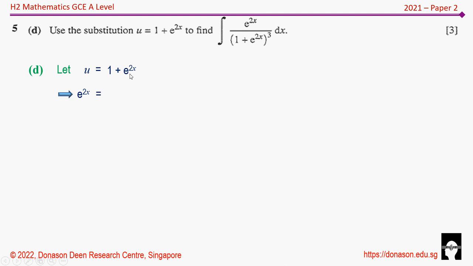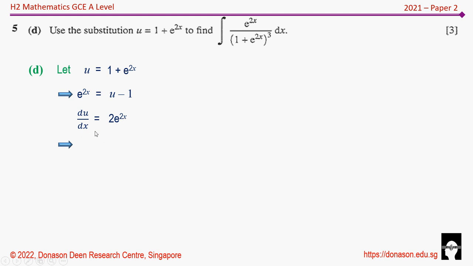So e to the power of 2x is simply going to become u minus 1, right, because if you throw the plus 1 over. So what is the value of du dx, because we need to get rid of the dx, right? So u, if I differentiate with respect to x, I'm going to get du dx. Of course, 1 if you differentiate is a 0. E to the power of 2x if you differentiate, it's going to become 2e to the power of 2x. We would differentiate the 2 and write it in front. So 2e to the power of 2x.